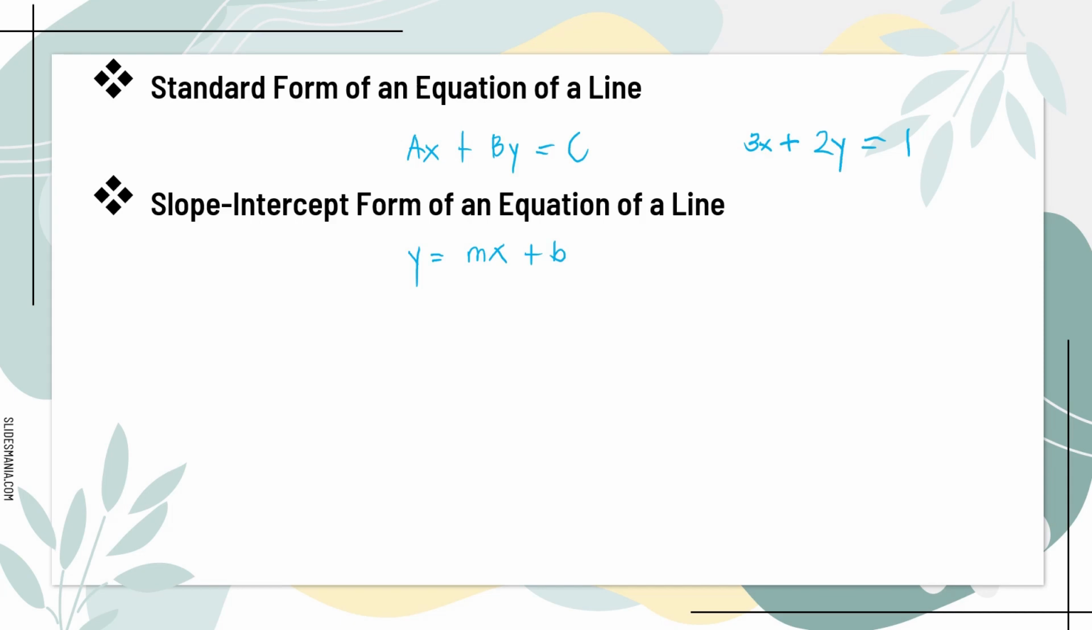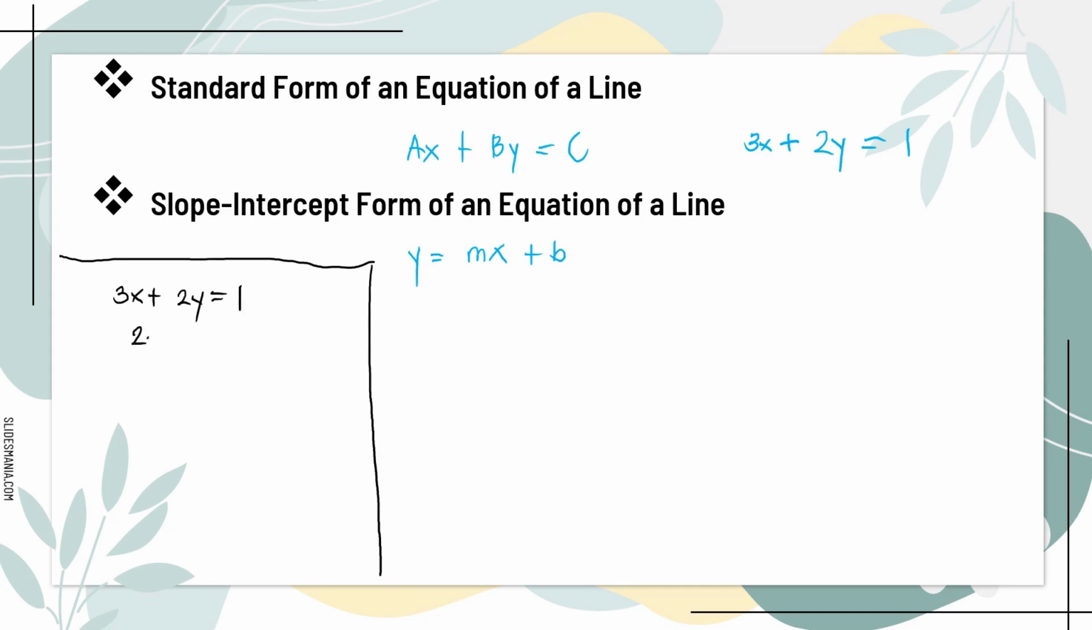So how do we get this one? Maybe I'll explain it later. So if we're going to turn 3x plus 2y is equal to 1 into slope-intercept form, it will look like this one. Let's have a scratch paper here. So we have here 3x plus 2y is equal to 1. So to turn it into this form, ihiwalay natin si y.